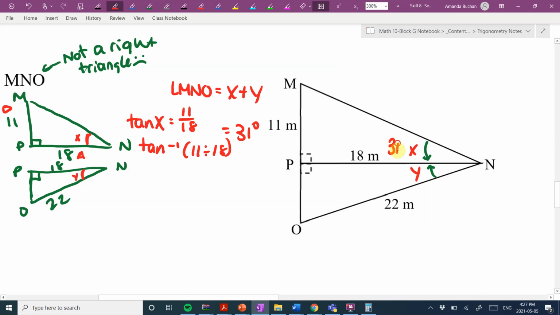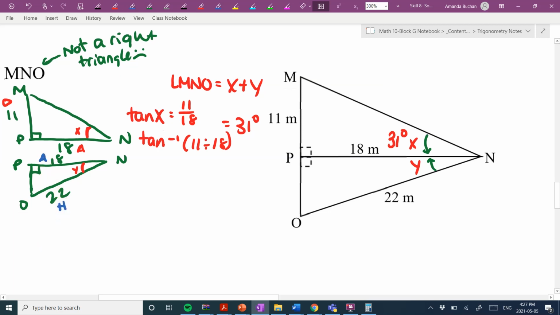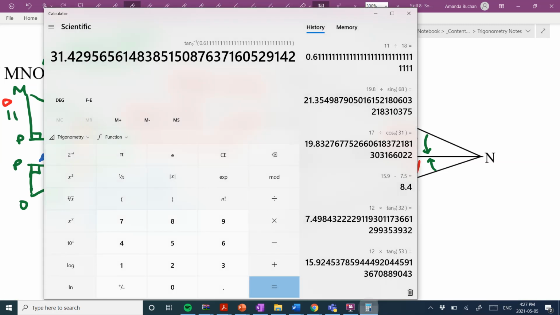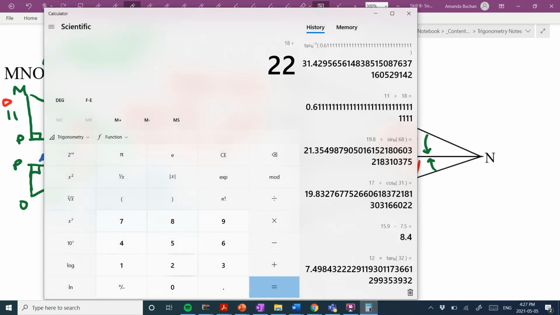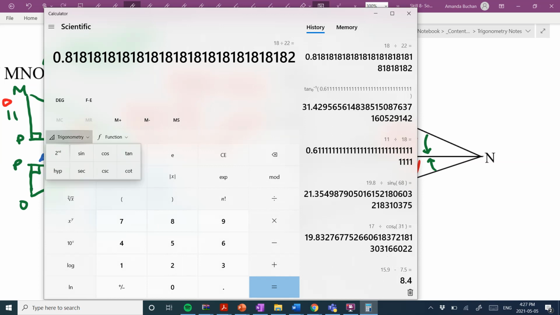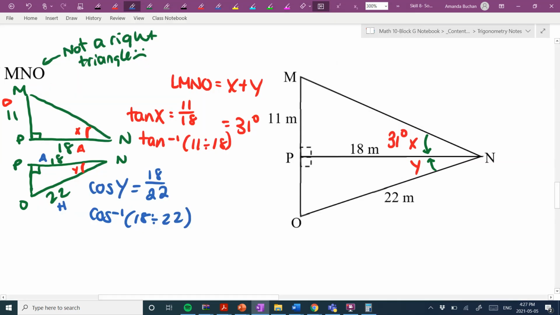So that means the top half here is 31 degrees. And down here from y, 18 is going to be my adjacent, and 22 is my hypotenuse. So A and H on my SOHCAHTOA is going to be cosine. Once again, I don't know the angle, so I'm using a variable. And so to find the angle, we're going to use the inverse. And we're going to go to our calculator. 18 divided by 22. And inverse cos, 35 degrees.